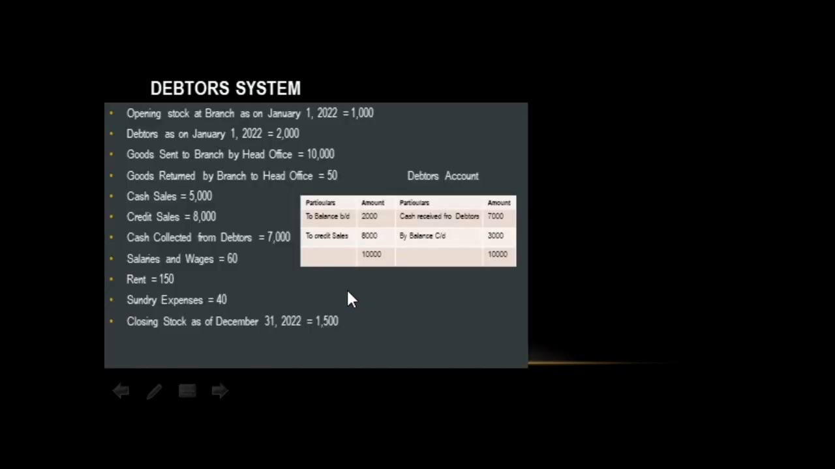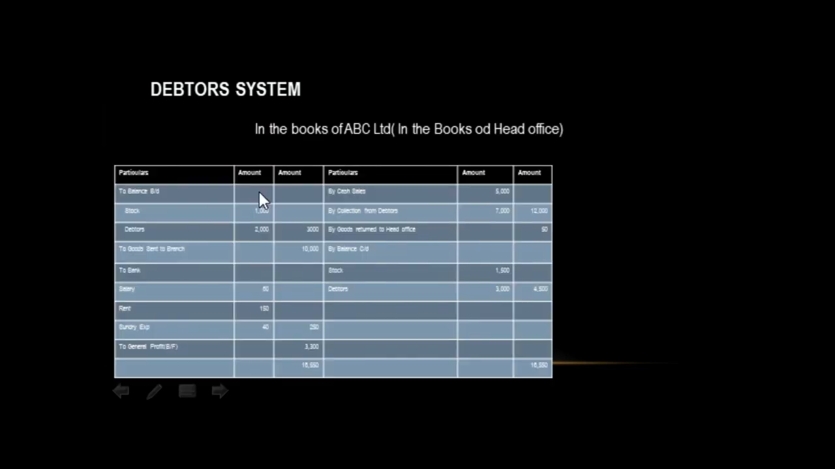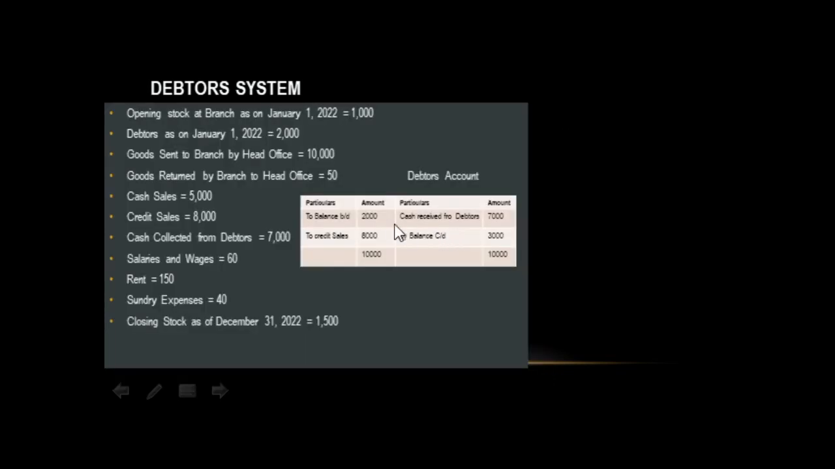Similarly, here we first put opening stock, opening debtor, and goods sent to the branch. Similarly, goods returned to the head office, where should it be shown? It should be shown on the credit side. Goods returned to head office, 50 rupees, we have shown here too, right? Similarly, cash remitted: the cash received from customers, debtors, or cash received from sales, these two items have to be sent to the head office.